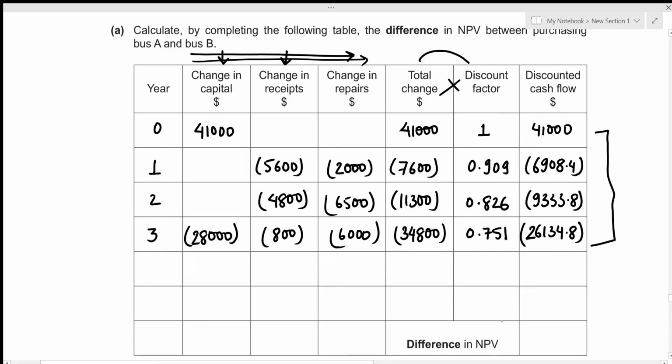Now, in order to figure out the difference in NPV, we just total our discounted cash flow. So we add these four amounts. That's going to be 41,000 minus 6,908.4 minus 9,333.8 minus 26,134.8, which gives our difference in NPV to be negative 1,377. All right, this concludes our first part. Now we can move to the second one.